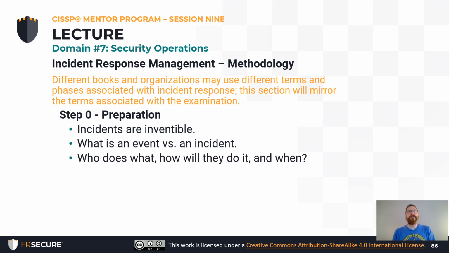So we know incidents are inevitable. Have we defined what's an event versus what's an incident? And then have we defined who's going to do what, how are they going to do it, when are they going to do it? What are the triggers for those different things?